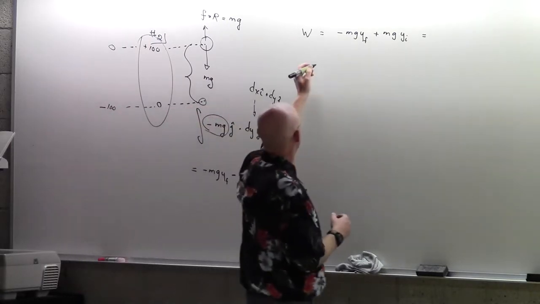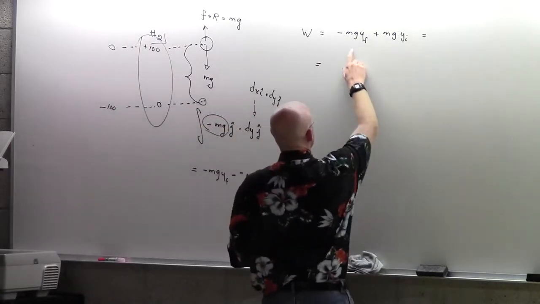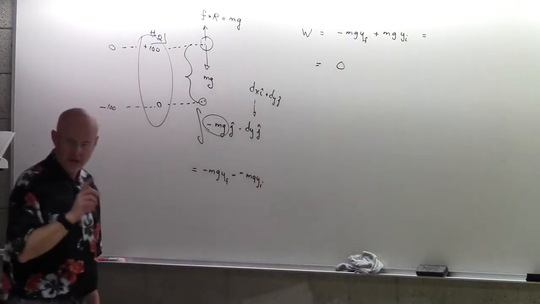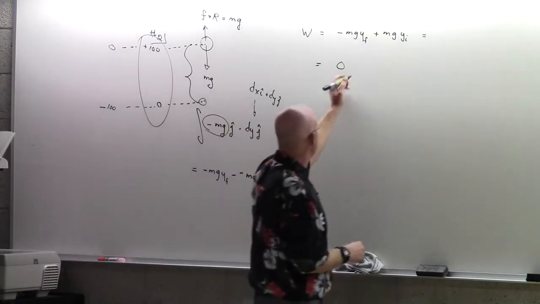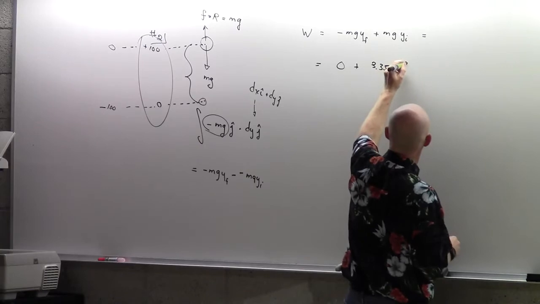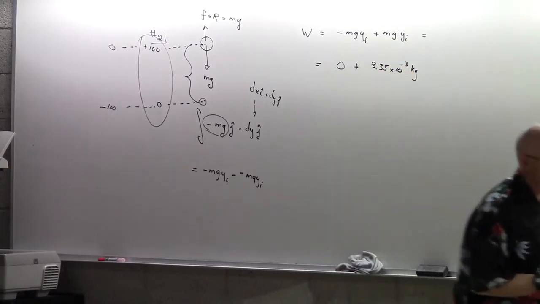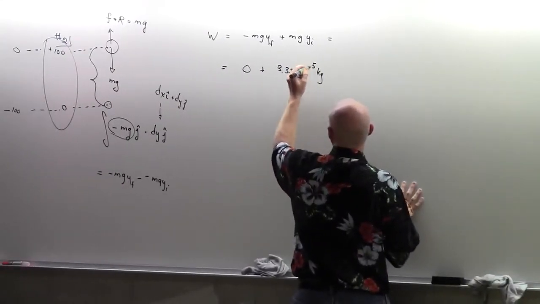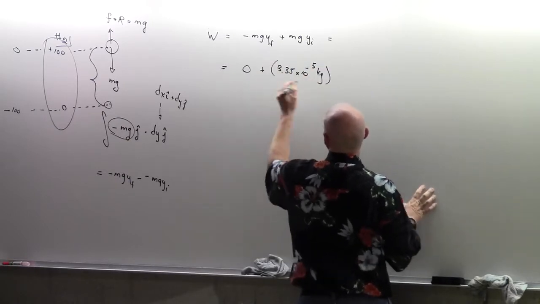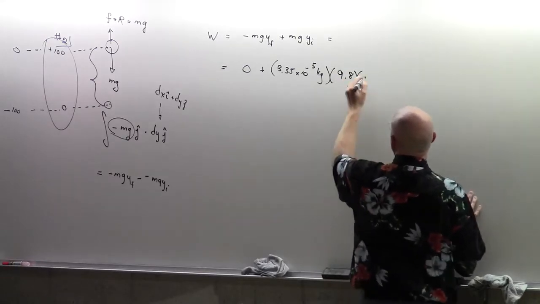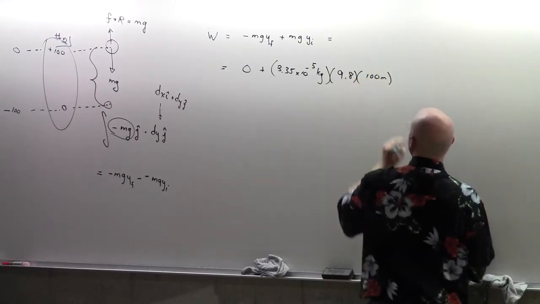So let's do the one you suggest, let's do this. And so when I come over to here, I would say then that right here I have zero, because I'm saying the final is zero. And then I would have 3.35 times 10 to the minus 5. I got a little error here, so let me fix that. So 3.35 times 10 to the minus 5. I've got 9.8 for my G, and I've got an initial height of 100.